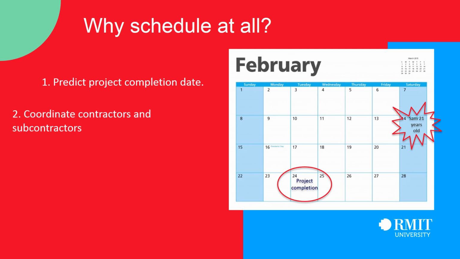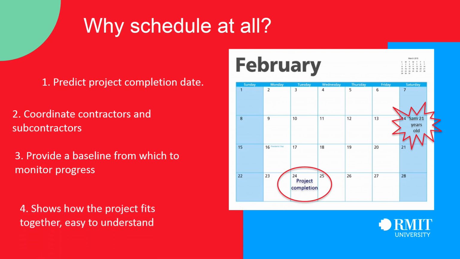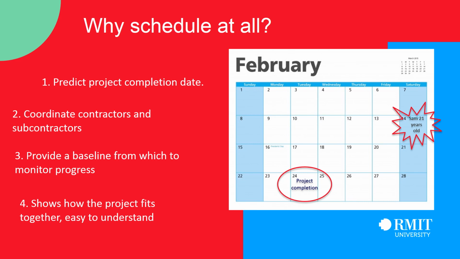We also need to be able to let people know when we want them to complete their tasks, especially when these people are subcontractors who have lots of other work as well. In the implementation phase, we can use a comprehensive schedule to monitor our progress. And a good schedule clearly shows how all the pieces of a project fit together. It can make the activities easy to understand and therefore easier to manage.